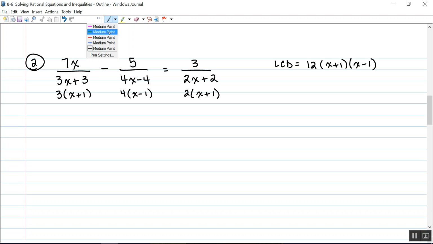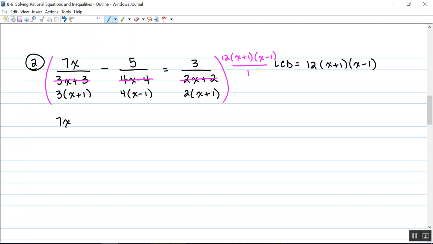Okay, so let's go ahead and multiply our entire denominator. I think I'm going to cross those out so I don't get confused. I factored each one of those. Multiply that by 12 times an x plus 1 and an x minus 1. Put it over 1 if you'd like, and distribute that 3 times. So I will have my original 7x on the top. The 12 and the 3 are going to cancel and leave me with a 4 on top. And the x plus 1's will cancel, and I'll have an x minus 1 left.